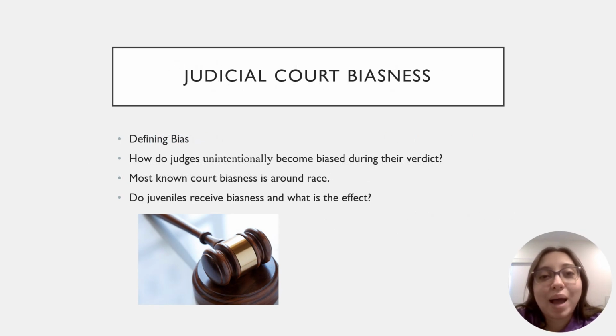Judicial court bias, unfortunately, is still happening today. So let's define bias. The Oxford Dictionary defines bias as prejudice in favor of or against one thing, person, or group compared with another, usually in a way considered to be unfair. In the judicial court, bias can appear in sentencing, for example, in the incarceration time period. Now, how do judges unintentionally become biased during their verdict?